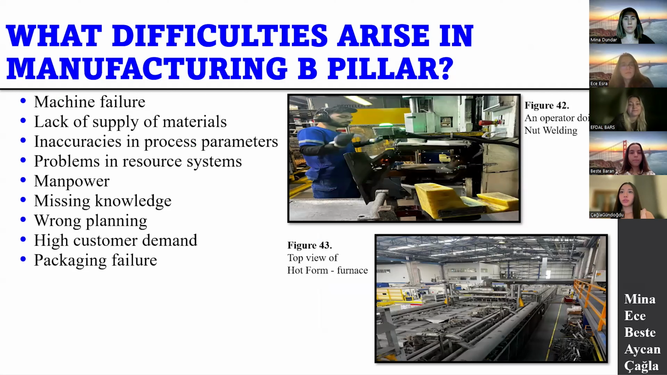What are the difficulties of B-pillar production process? Machine failure, lack of supply of materials, inaccuracies in process parameters, problems in resource systems, manpower, missing knowledge, wrong planning, high customer demand, and packaging failure.